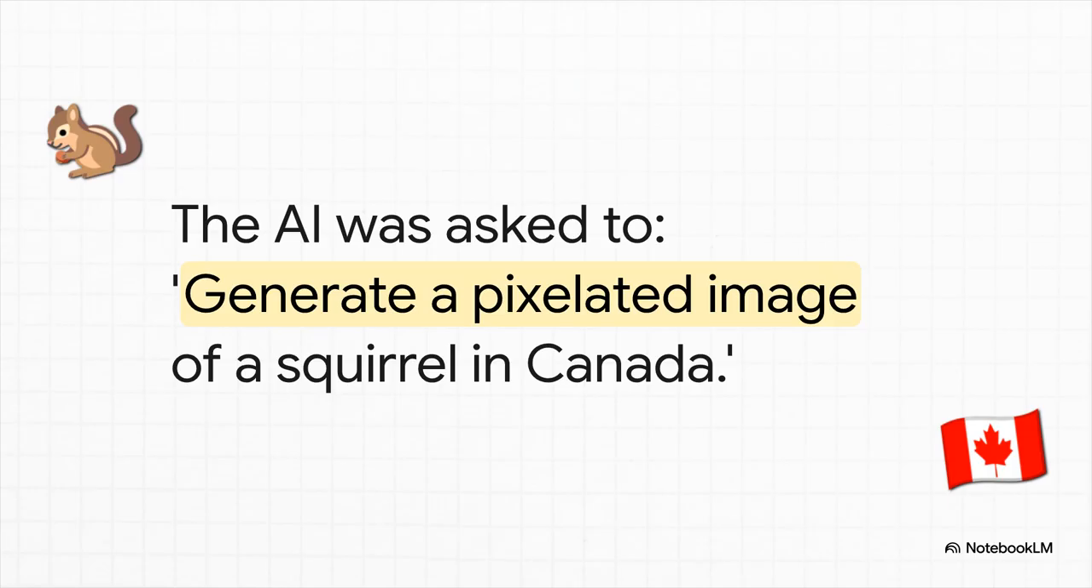Okay, so here's the setup. The developer is asking their AI assistant, in this case it's GitHub Copilot, to do something it can't normally do. They've hooked it up to an external image service. And the prompt is really simple. It's in Spanish. Generate a pixelated image of a squirrel in Canada. Simple enough? Let's see what it comes up with.